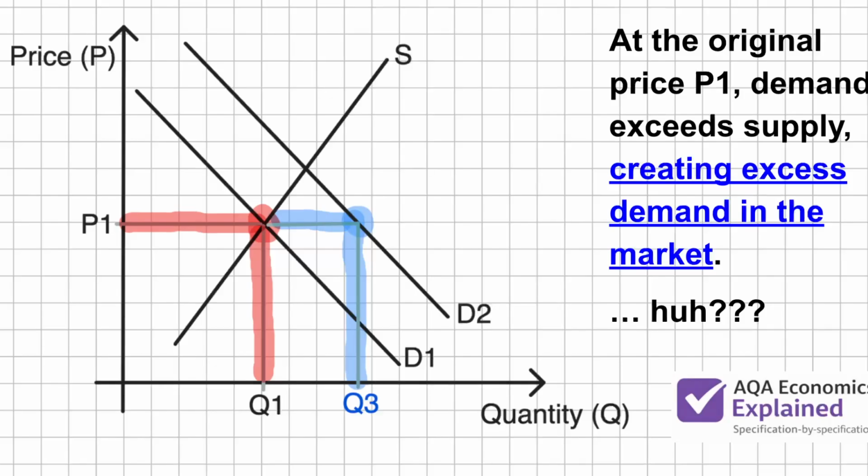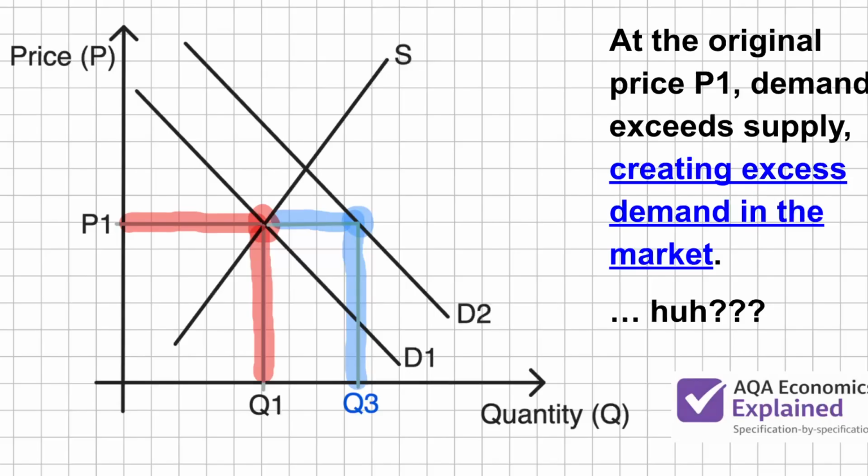Consumers want to buy more than firms are willing to supply at that price. That's it. Excess demand is not a new equilibrium. It's not a stable outcome, and it doesn't last. It's simply a temporary imbalance caused by the demand curve shifting, while price is still stuck at its old level.